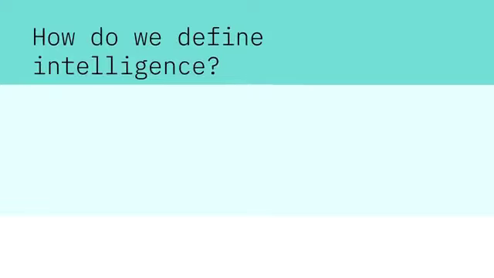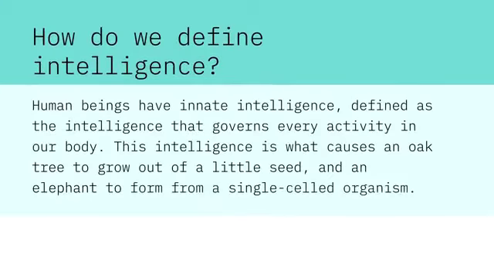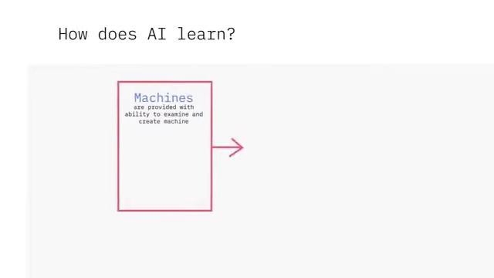How do we define intelligence? Human beings have innate intelligence, defined as the intelligence that governs every activity in our body. This intelligence is what causes an oak tree to grow out of a little seed and an elephant to form from a single-celled organism. How does AI learn?